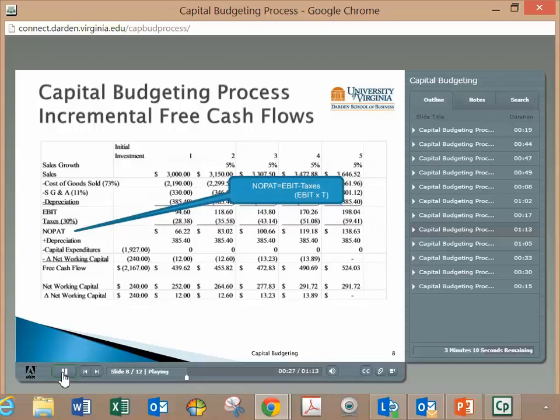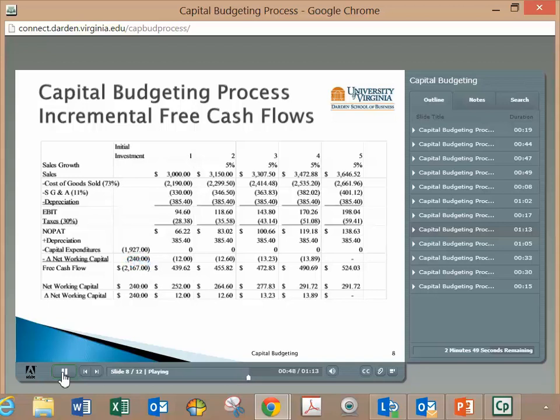After deducting taxes, we get NOPAT. Next, we need to add back depreciation for years 1 through 5. Only capital expenditure in this instance is part of the initial investment. Next, we need to account for any changes in net working capital. We assume that we need the net working capital at the beginning of the year. Net working capital each year is shown here. The change in net working capital is also shown.